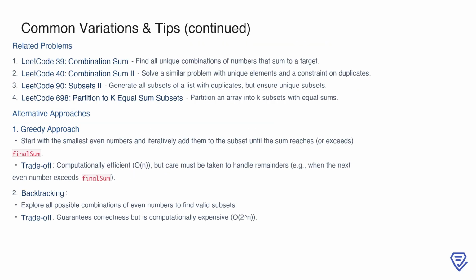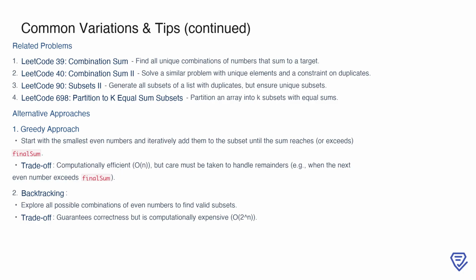This problem is closely related to several others on LeetCode that involve finding combinations or partitions. For example, in LeetCode 39, combination sum, the goal is to find all unique combinations of numbers that sum to a target. Similarly, LeetCode 40, combination sum 2, introduces constraints on duplicates, making it more challenging. LeetCode 90, subsets 2, focuses on generating all unique subsets from a list that includes duplicates, which is a slightly different variation. Finally, LeetCode 698, partition to k equal sum subsets, involves dividing an array into k subsets with equal sums, which has its own complexities.